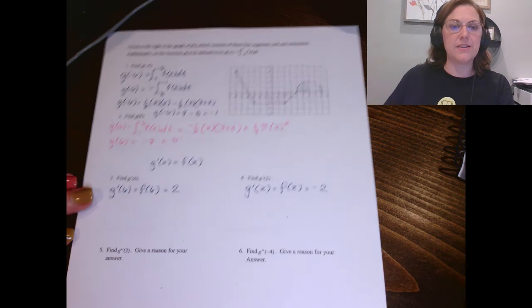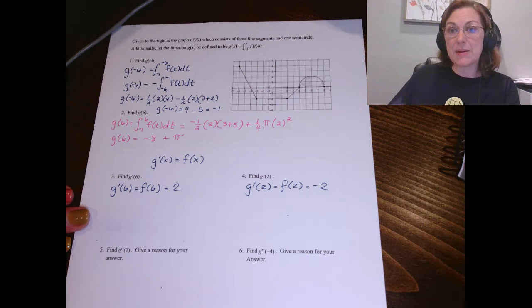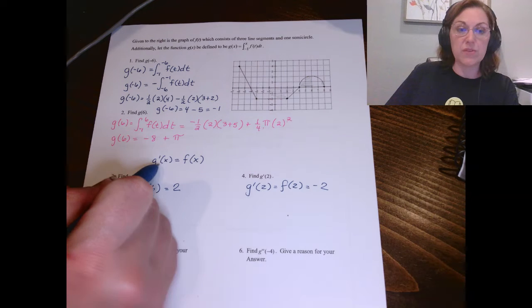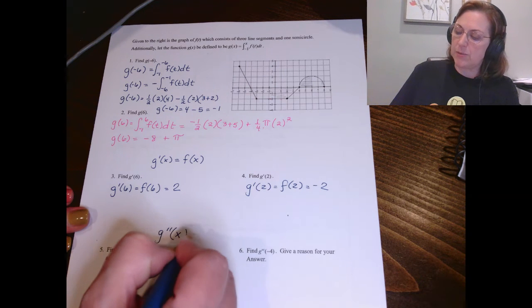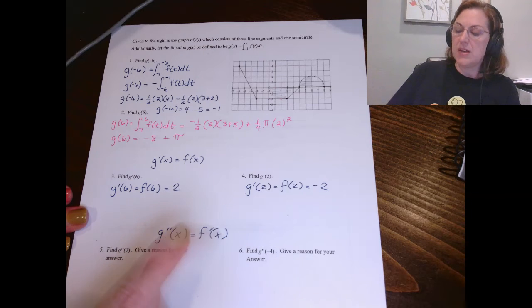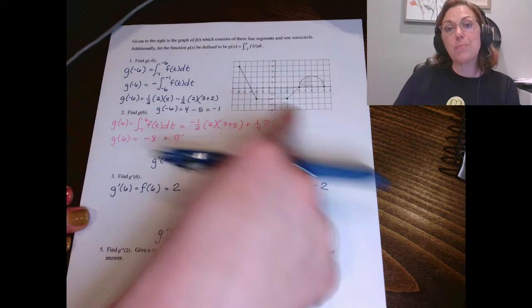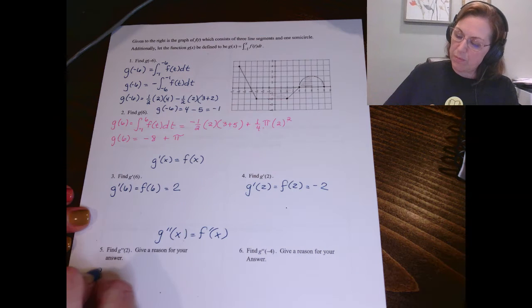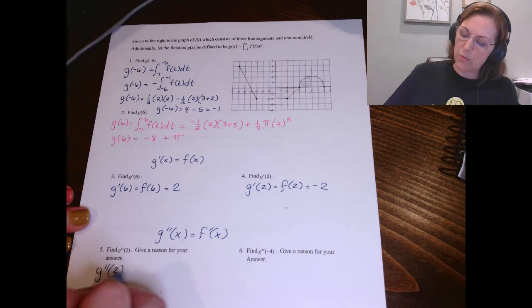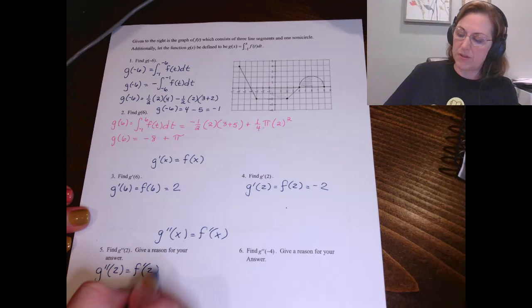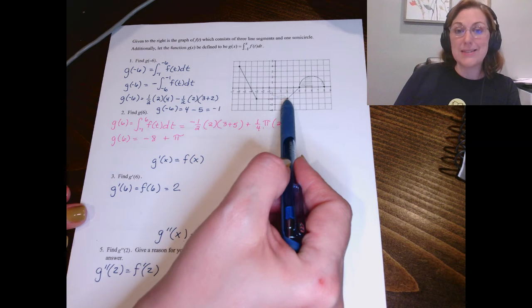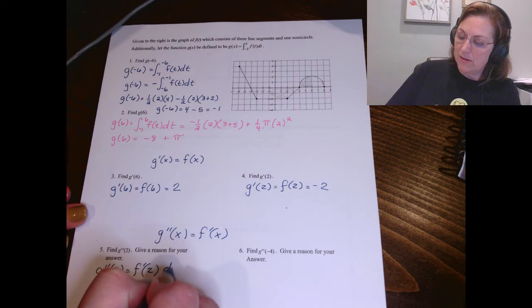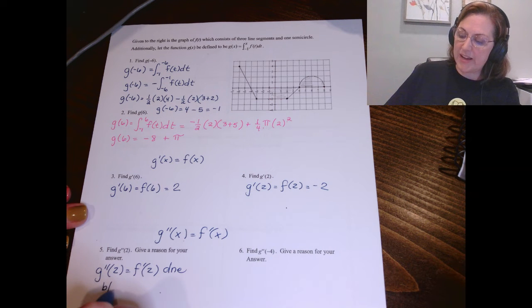All right. Now, the second two ask us about g double prime. So we're going to take the derivative of this equation. So that gives me g double prime of x is equal to f prime of x. F prime of x is the slope of this graph. So when we ask for g double prime of 2, we're asking for what is the slope of this graph at 2. The slope of this graph at 2 does not exist because there is a sharp turn.